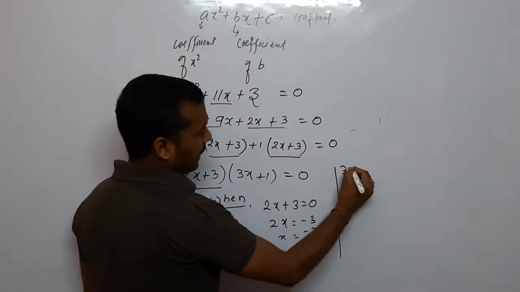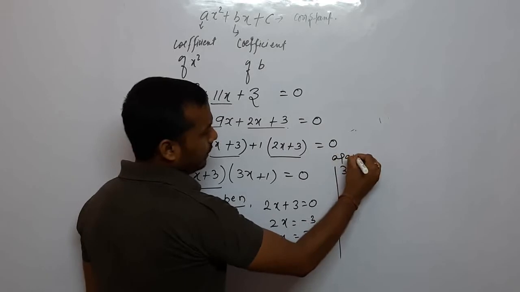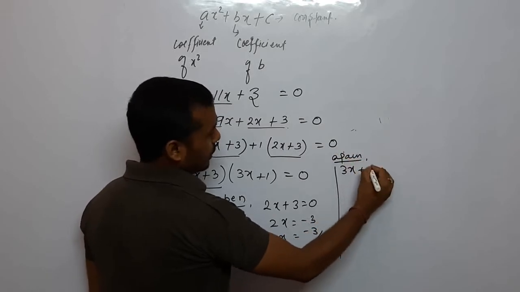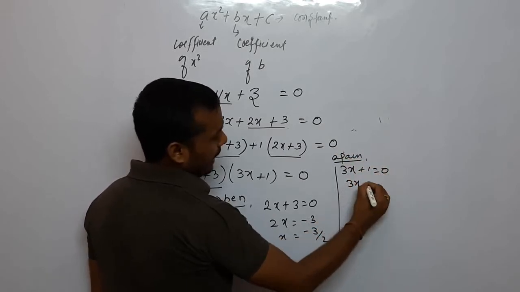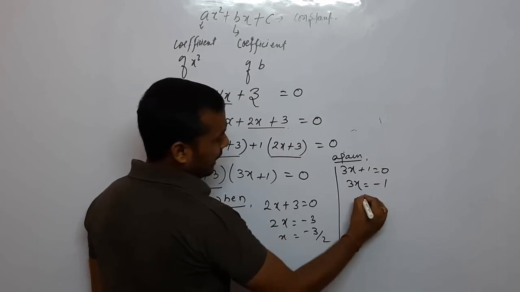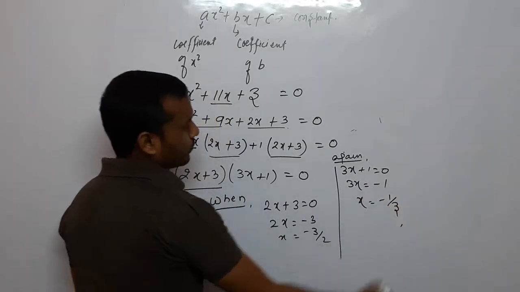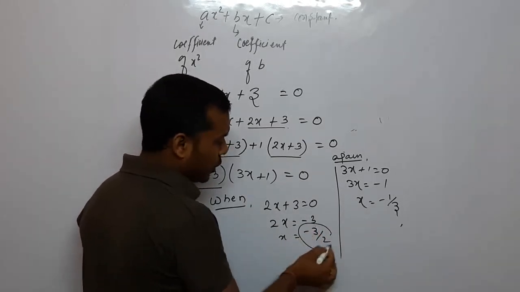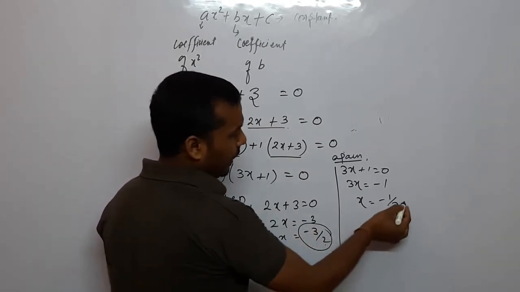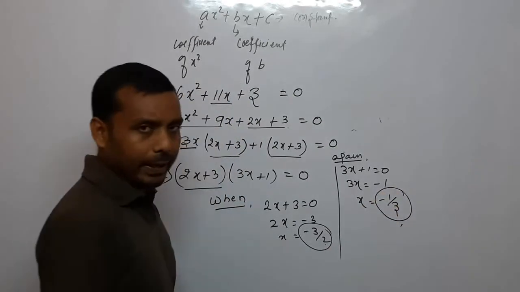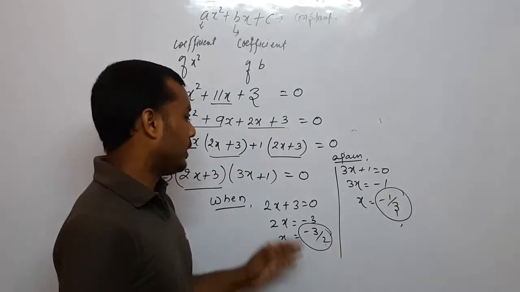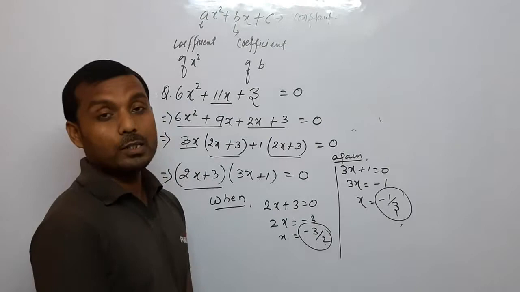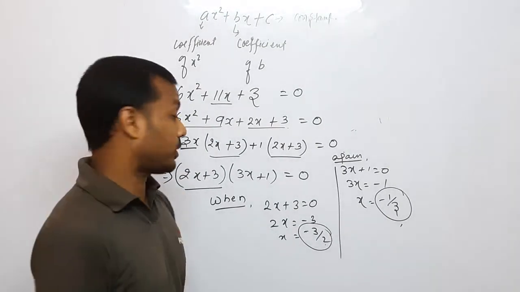Again, write it over here, 3x plus 1 equal to 0, you will have 3x equal to minus 1, x equal to minus 1 by 3. So in this way we have determined the value of x also: minus 3 by 2, minus 1 by 3, like this. Okay. Now student, this is the process for finding the value of x.